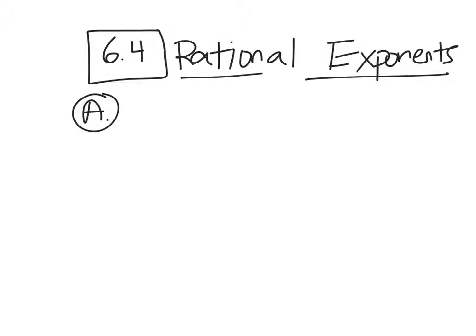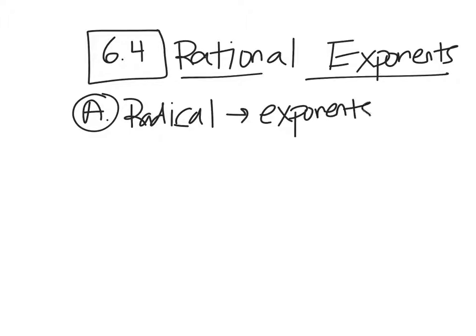So letter A, it says here, instead of writing a radical expression, we're going to use exponents instead. So we're going to take our radicals that we've been doing, like our square roots, our cube roots, stuff like that, and we're going to write these in exponential form. We're going to write them as exponents. It's not too bad. So let me show you a quick example of how this works.